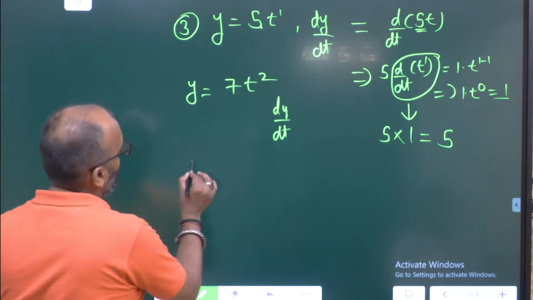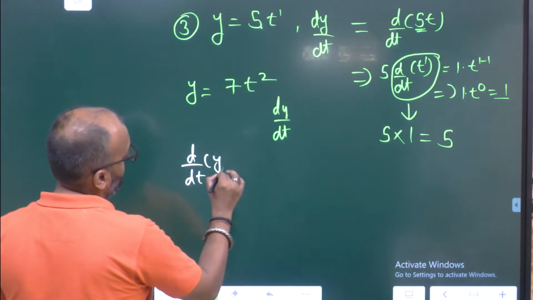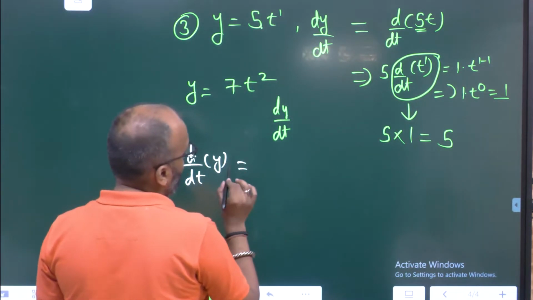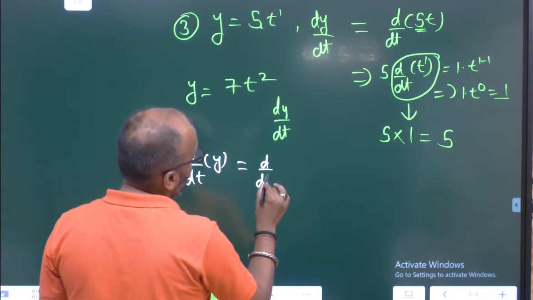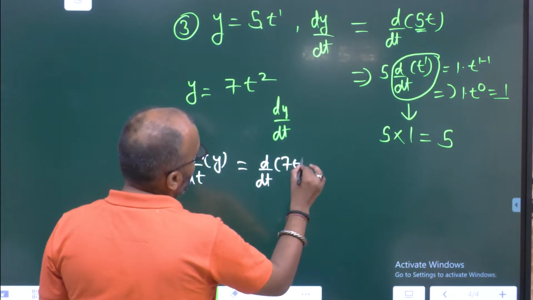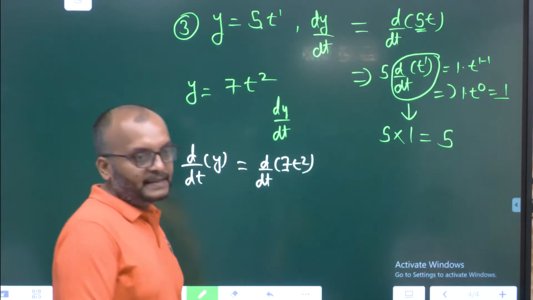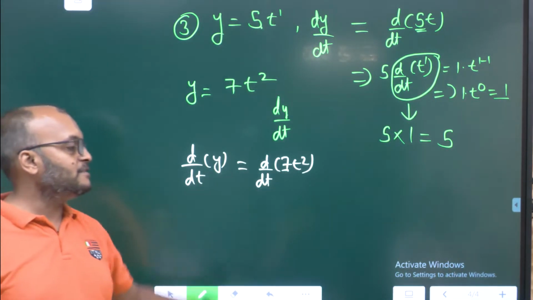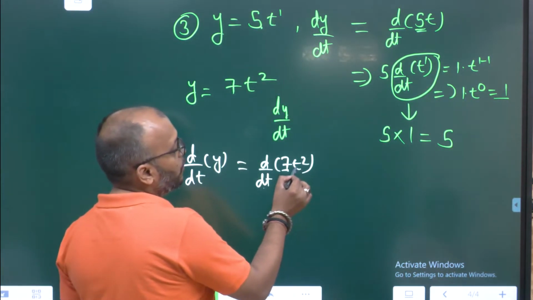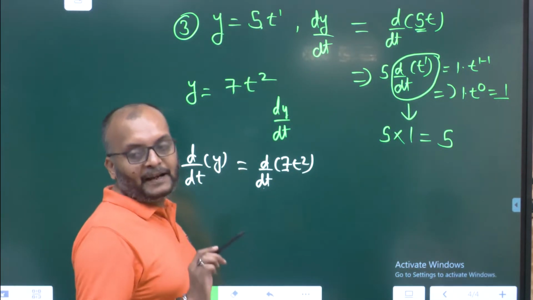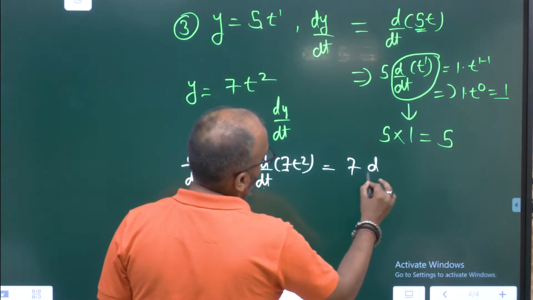Now I am doing dy upon dt. Please see. So d by dt of y. 7t square was there in place of y, so I will put 7t square. So d by dt of 7t square. Now what is 7? It is a constant. It is getting multiplied with t square. What is t? t is a variable, and we are differentiating with respect to t, yes or no? So 7 will come outside the differentiation.